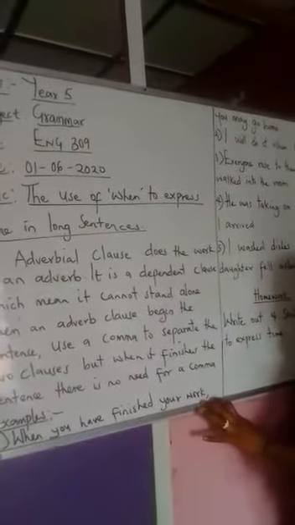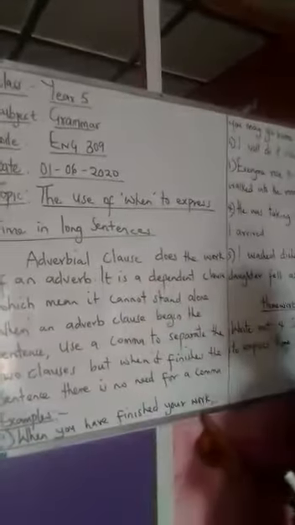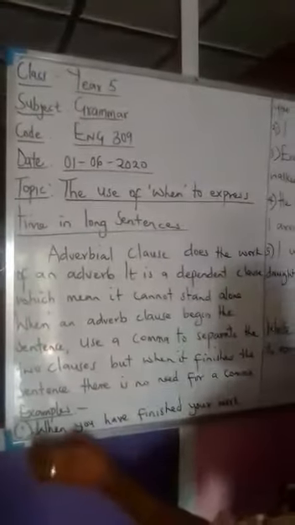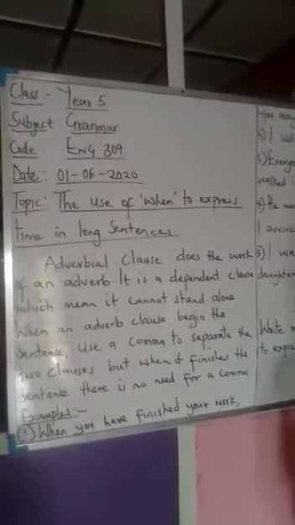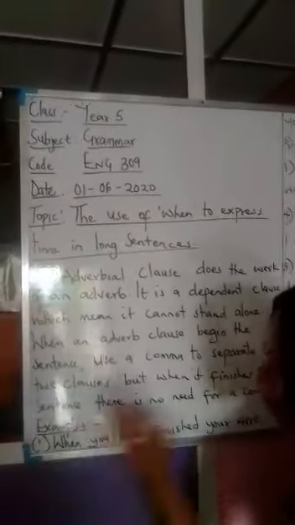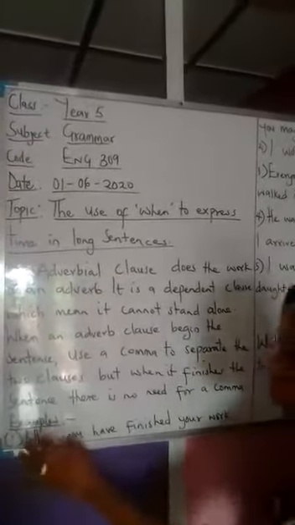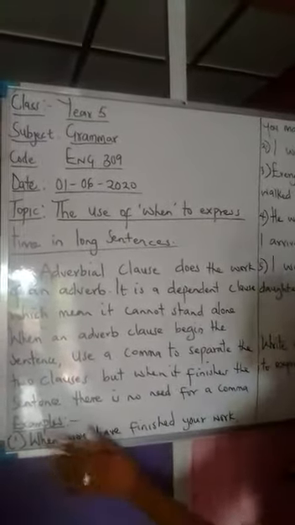Did you get what I said? But when the adverbial clause does not start the sentence, there is no need to use a comma. Did you get what I said? Remember, we are talking about the use of when to express time. But when when didn't start a sentence, you don't need to put a comma to separate it. There's no need. What you need to do is just write it.